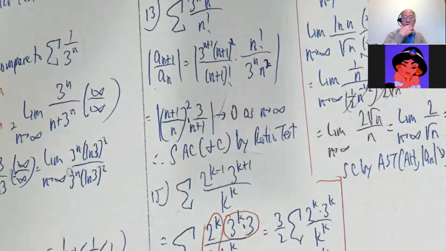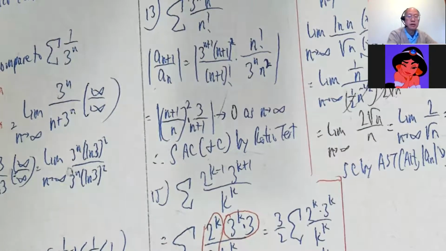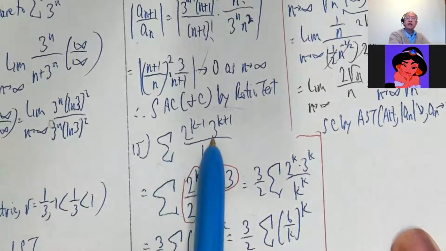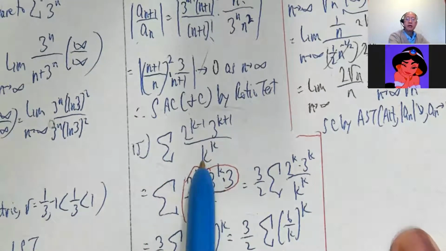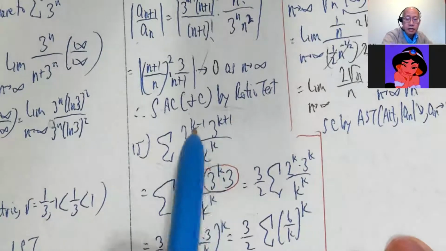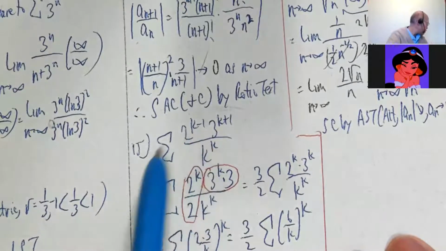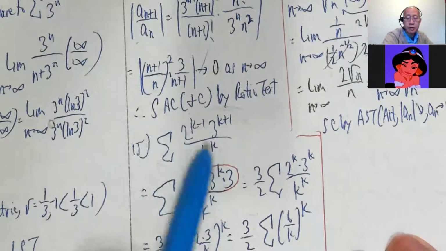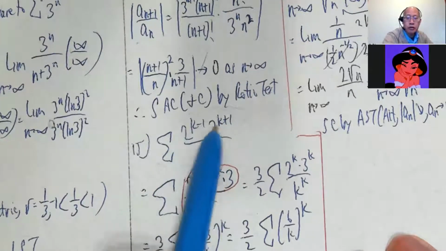Okay, 15. It's a little bit funny. 2 to the k minus 1, 3 to the k plus 1 divided by k to the k power. Now, you kind of want to do the root test. There are roots. By the way, it doesn't really matter if you have k or n. There's a few problems that the text uses k instead of n, but it's the same thing. I would like to force all of these to be k.